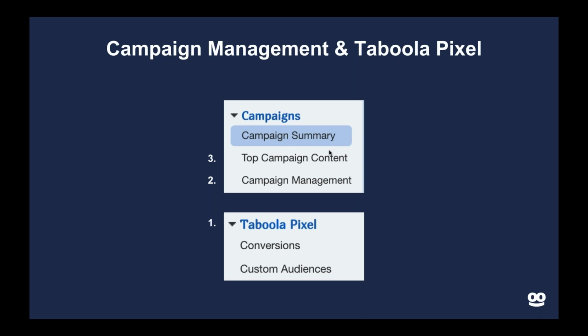Next, we're going to take a look at the top campaign content page, which will allow you to see the performance of each individual campaign item on a campaign by campaign basis. And then lastly, we'll take a look at the campaign summary, where you will go to find all of your insights. We strive for transparency and will give you many different ways to organize and analyze your performance, which will also give you tools to optimize your campaigns throughout your runtime.